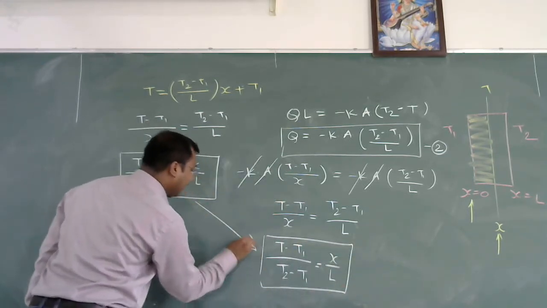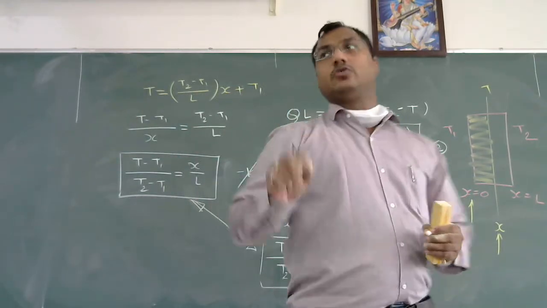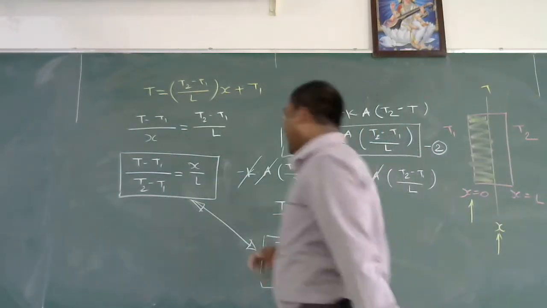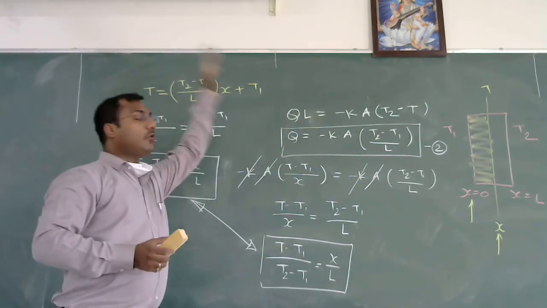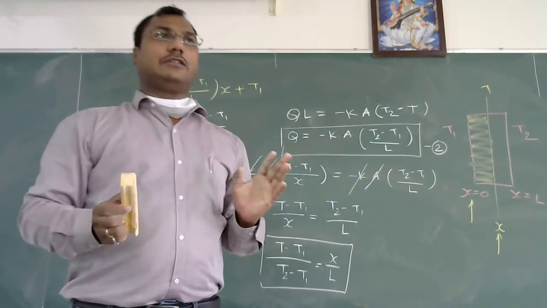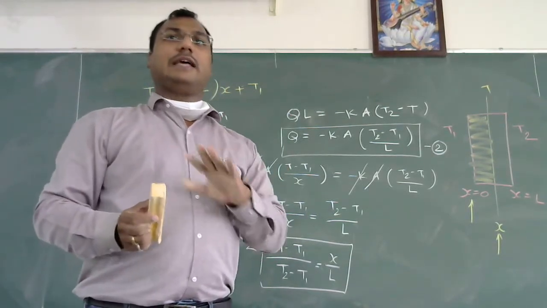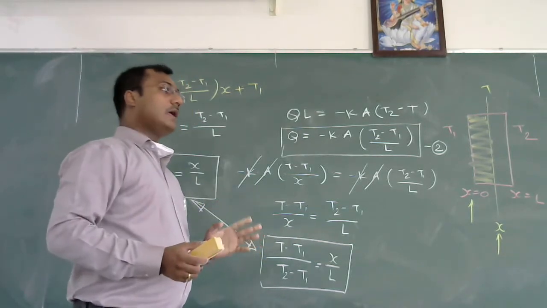Now you observe, I am getting the similar equation. So you have two ways to solve this problem. Either you start with Fourier's law of heat conduction, or you can start with the Cartesian coordinate system, the multidimensional heat transfer, the generalized heat conduction equation, and you can reduce the equation according to the assumptions.